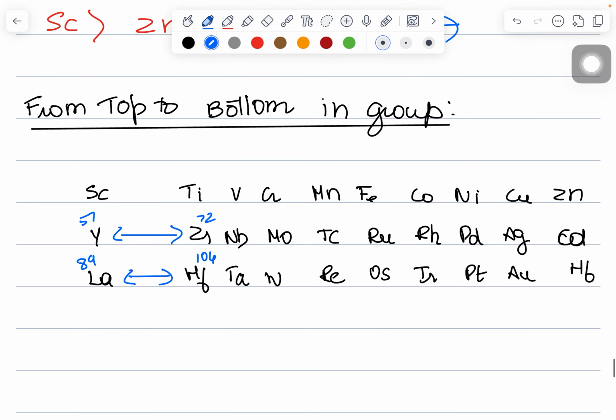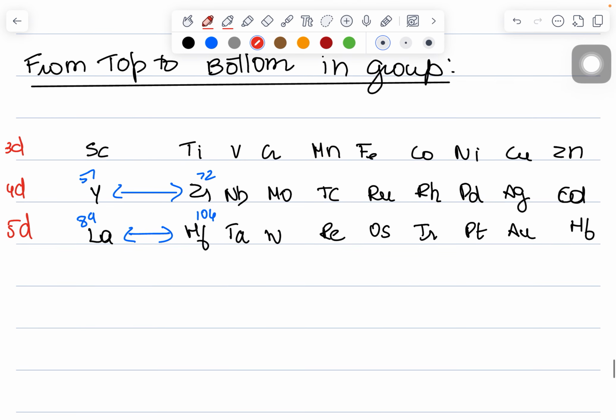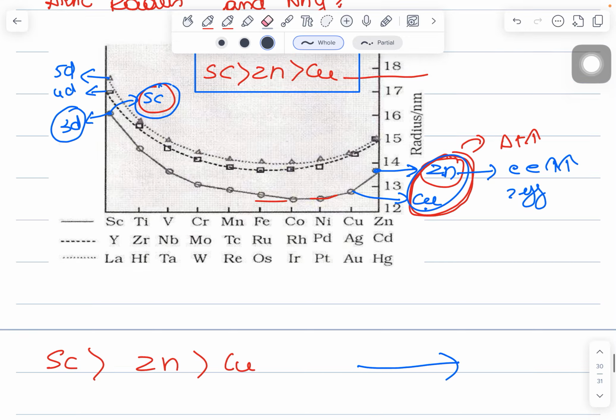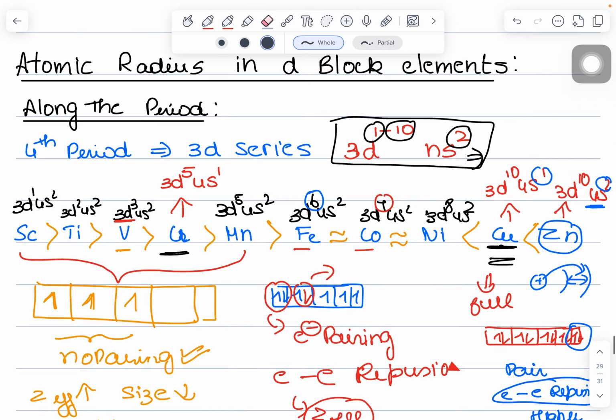Let's see down the group what happens. Again, this is the 3D block element. This is the 3D series, 4D series and 5D series. If we see from 57, okay, this I have written wrong. Lanthanide, actinium. Okay, now it is right. Next one is, if you see from scandium, titanium, vanadium, this is the 3D series, and we have the 4D series and 5D series.